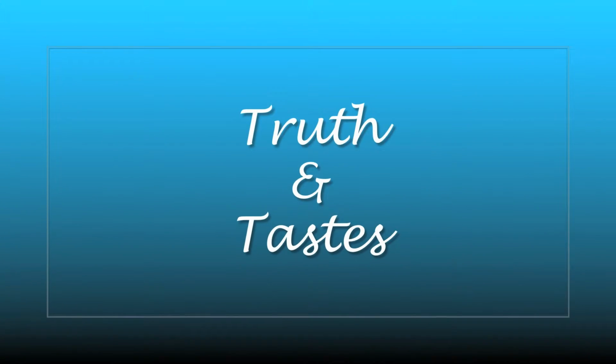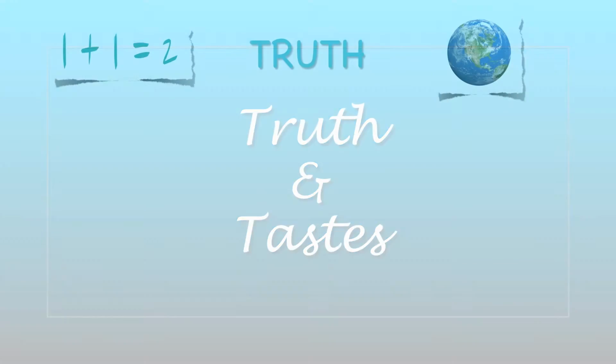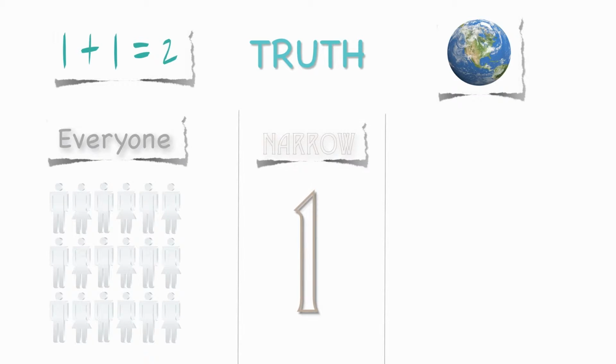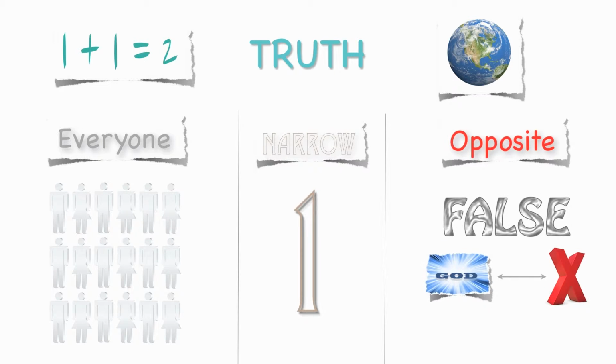Our topic for this video is truth and taste. In our last video, we talked about the topic of truth and saw some examples of things that are true. Things like 1 + 1 = 2 and the earth is round. We also learned 3 important principles relating to truth. 1, truth applies to everyone. 2, truth is narrow. With truth, there is only one right answer, one right way of believing or doing something. And lastly, the third principle we learned is the opposite of true is false.